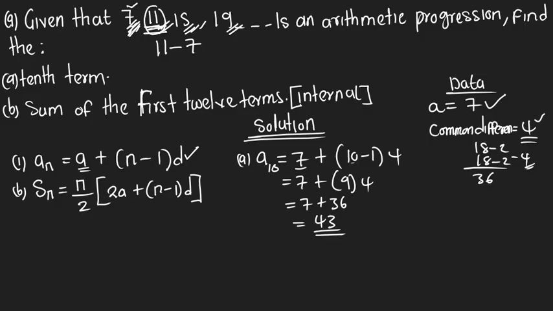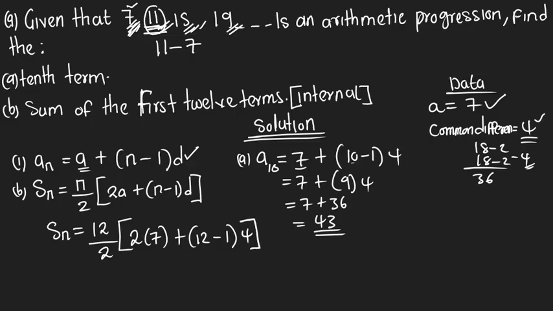Then we find the sum. What is N? They are saying the sum of the first 12 terms. So you get your 12, you put it here. Then the first term is 7. Remember you're finding the sum of the first 12 terms, so you put your 12 here, minus 1. Common difference, same, it's 4. You cancel. This is going to give you 6.